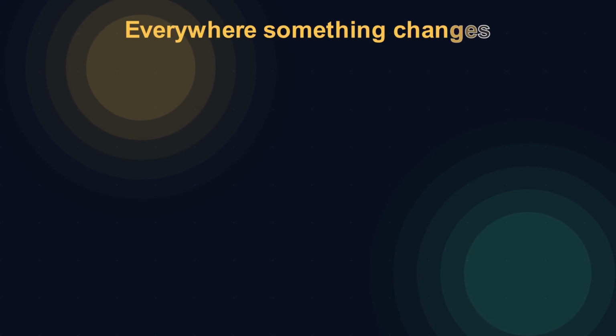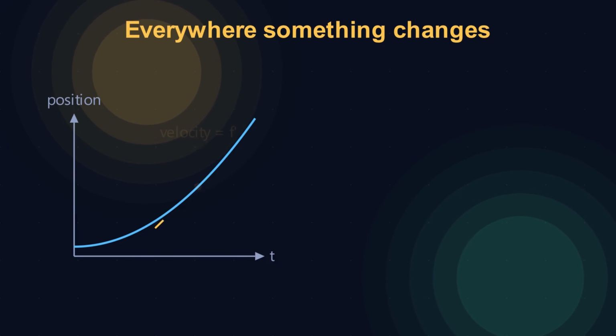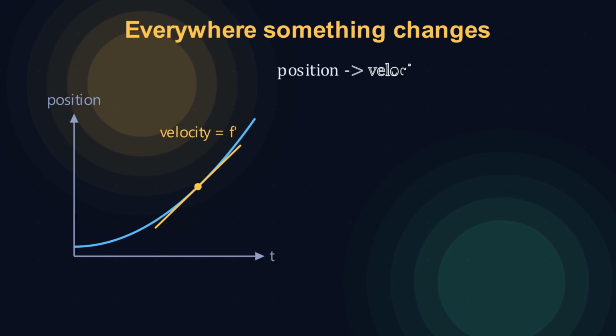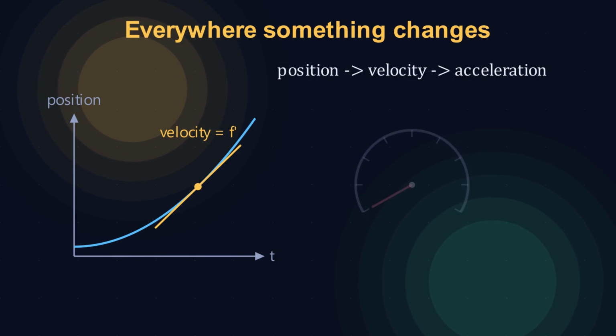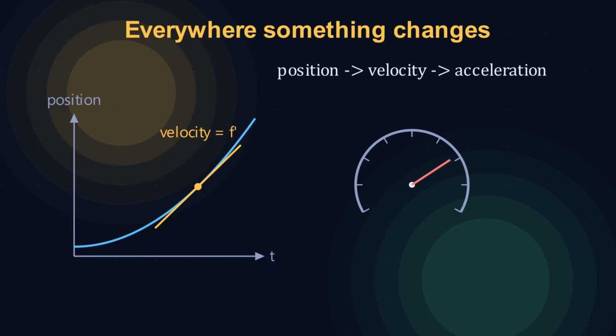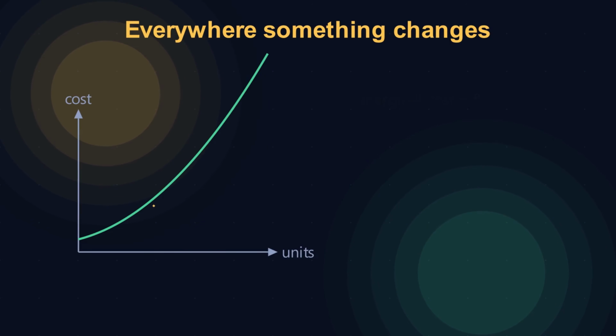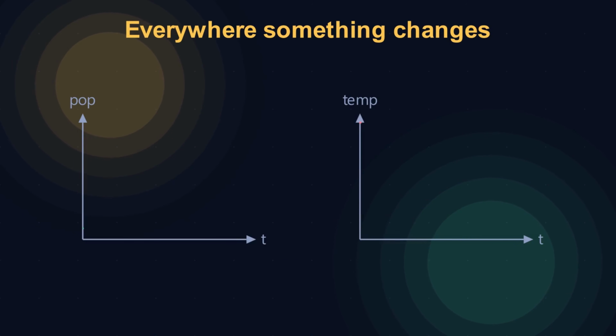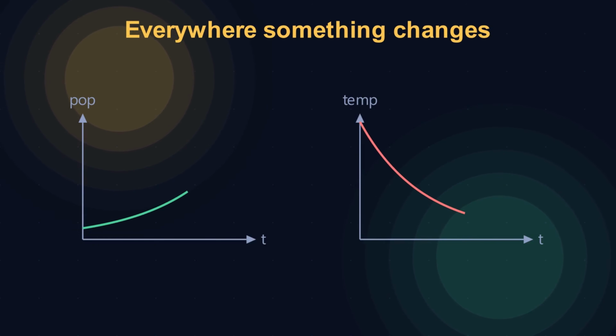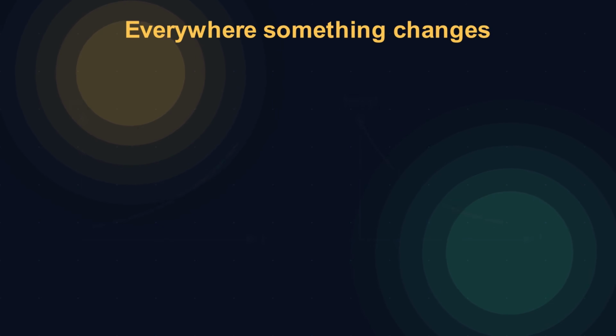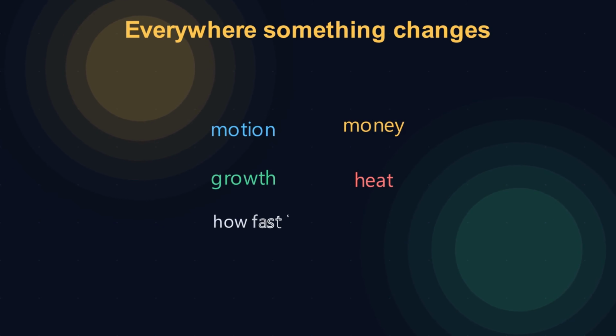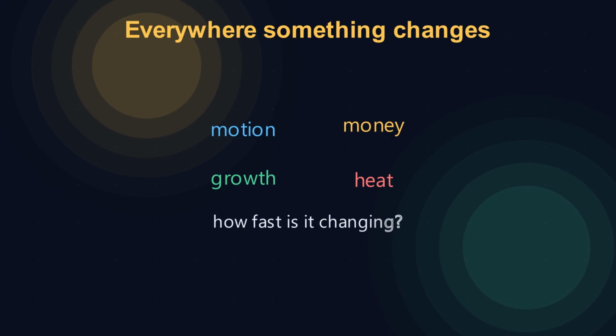So where does this show up? Everywhere something changes. Track an object's position and take the derivative. You get its velocity. Take the derivative again, and you get acceleration. Your car's speedometer is literally computing a derivative, moment to moment. In business, the derivative of a cost curve is the marginal cost. In science, it is how fast a population grows or a substance cools. Motion, money, growth, and heat all rest on the same quiet question.